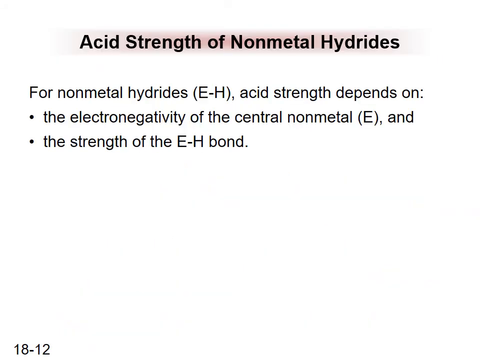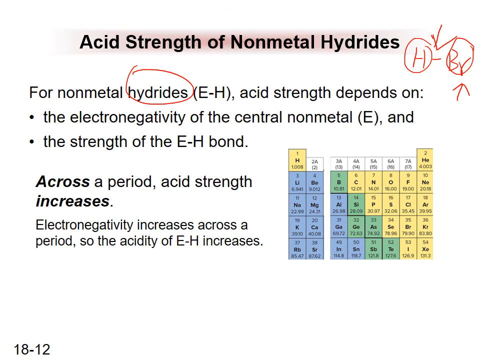Non-metals and hydrogen form hydrides. For example, hydrogen bromide can be considered a non-metal hydride. The acid strength of this non-metal hydride depends on the electronegativity of the non-metal and the strength of this bond. Across the periodic table from left to right, electronegativity increases. As we all know, fluorine has the highest electronegativity.